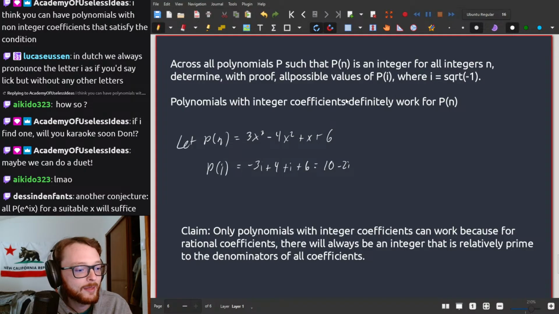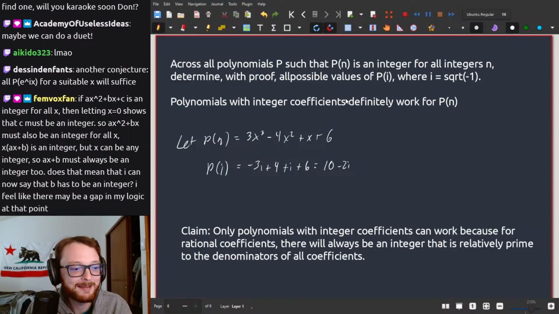All p e to the ax for a suitable x will suffice. That's interesting. What do I need to do to prove that? I assume there's some theorem that you're hinting at, Papadoria. To me, I don't know.